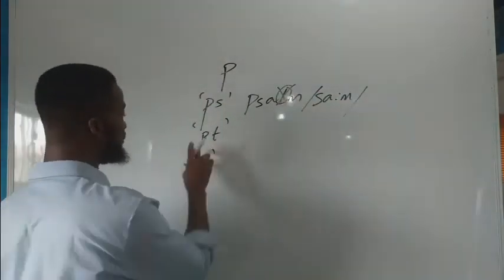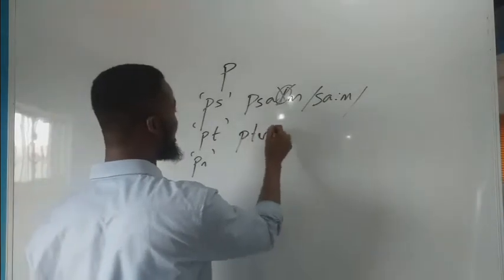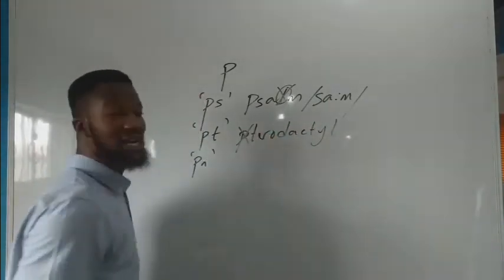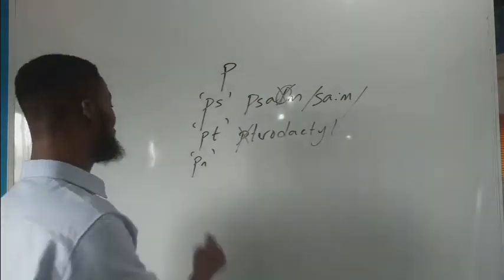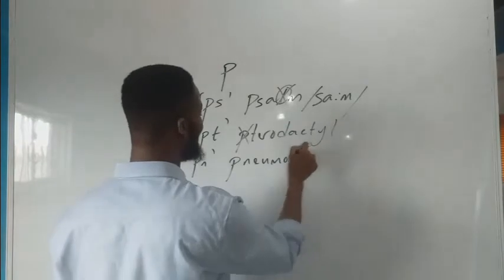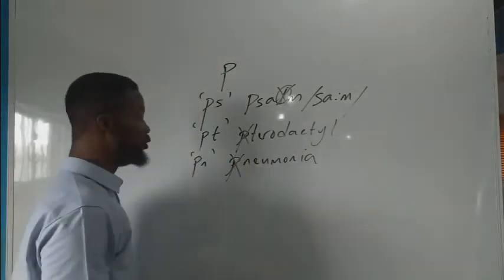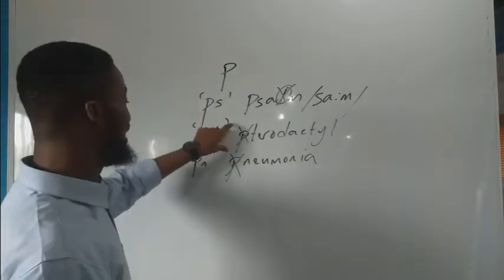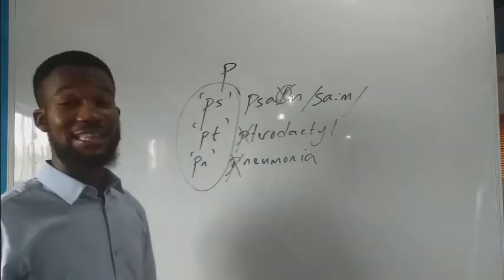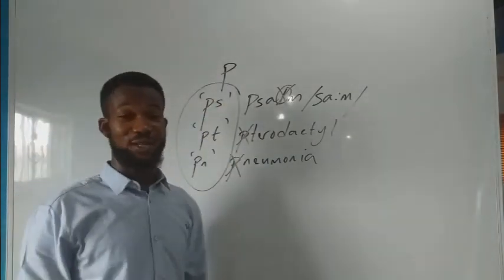For words that start with PT, we have P-T-E-R-O-D-A-C-T-Y-L. This word is pronounced as pterodactyl. And for PN, we have P-N-E-U-M-O-N-I-A. This word is pronounced as pneumonia. While the P is silent, don't forget these rules. And so there are many other words like that where the P becomes totally silent.